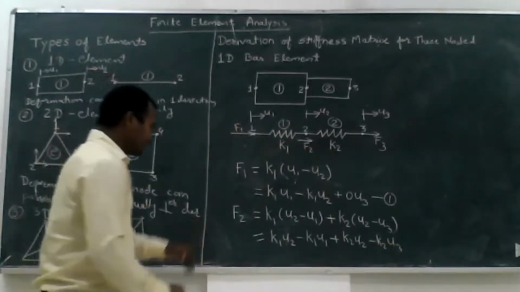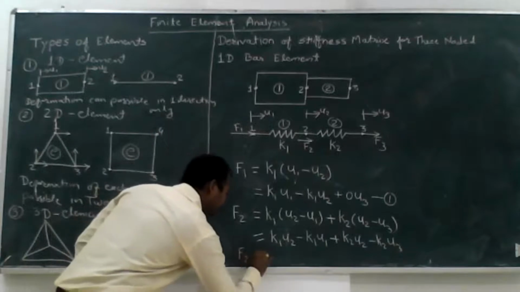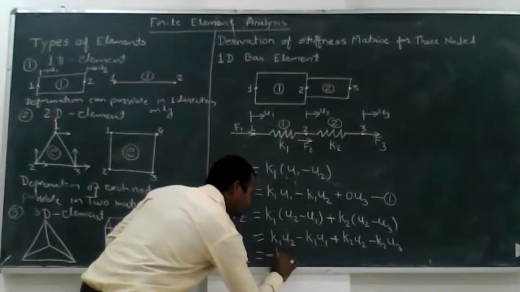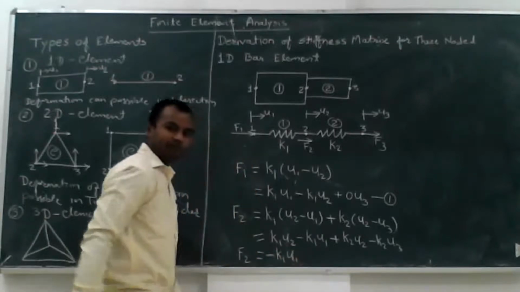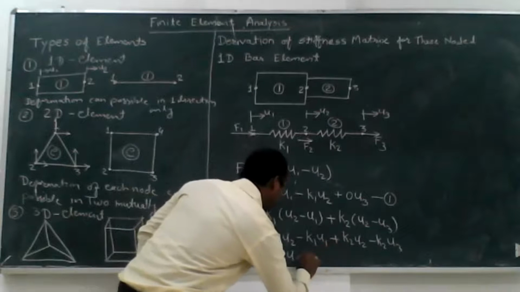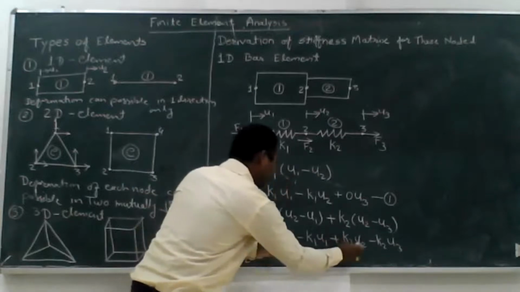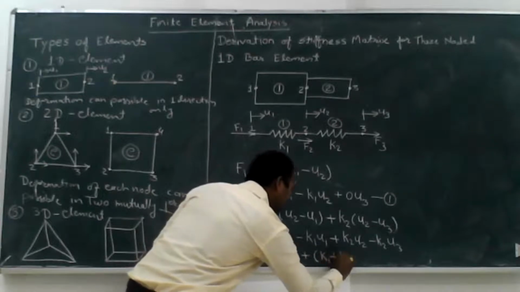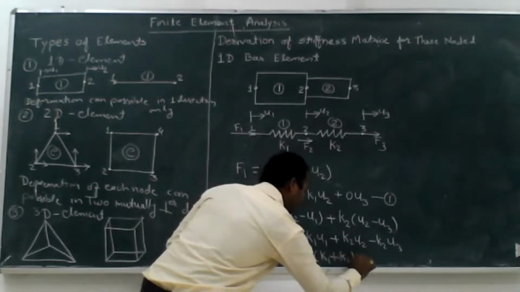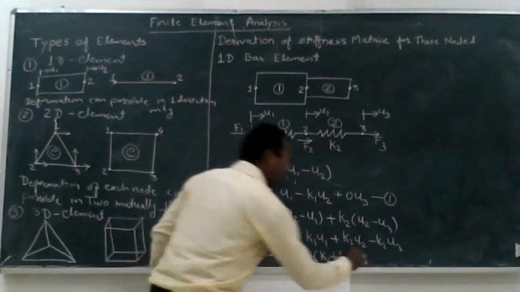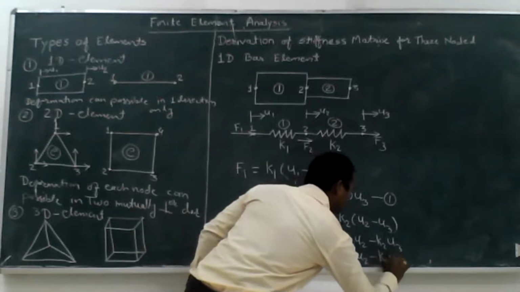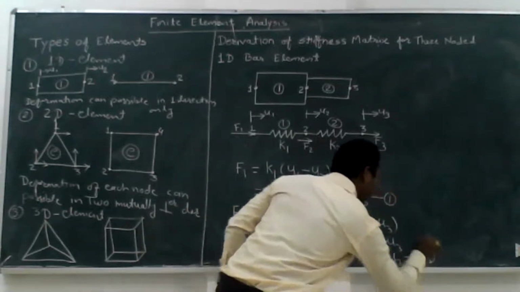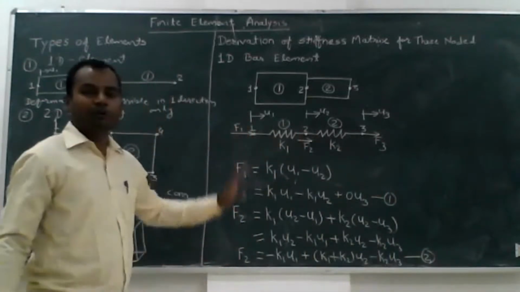Okay, I again simplify it. F2 will be equal to, first, minus K1 U1, plus U2 is the common term, so I take K1 plus K2 common with U2, minus K2 U3. So this is the equation for the force acting at node number 2.